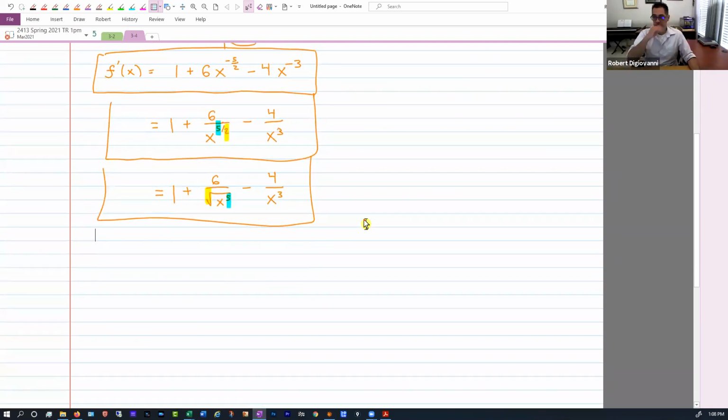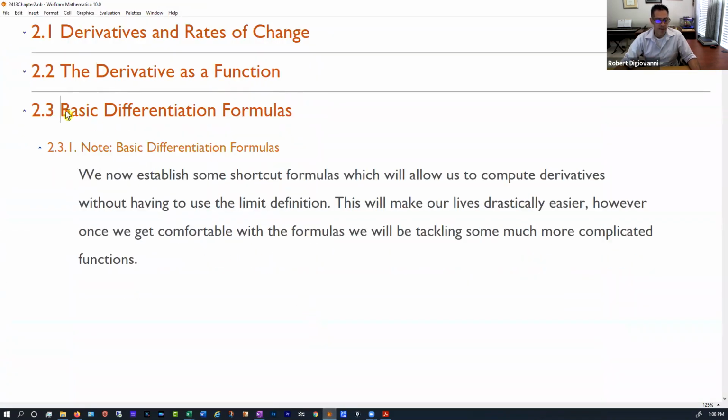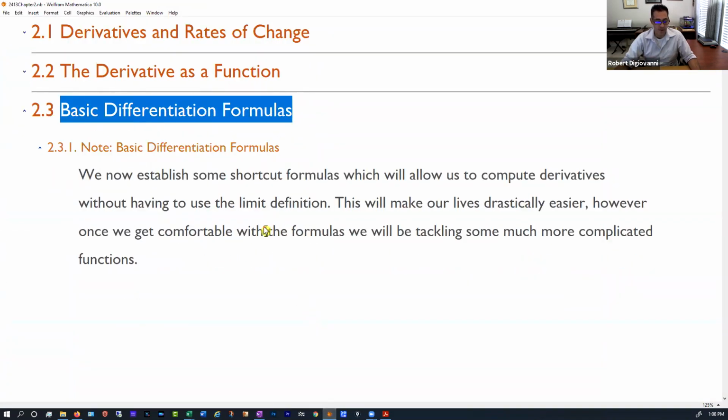Okay, so to recap from last class, what we established is that from here on out, taking derivatives, we're no longer going to use the limit. We're going to have shortcuts. And the first shortcut, the first rule that I gave you, was the power rule. There are a few other things we have to get out of the way before we can proceed. So let's look at some of the other basic differentiation formulas.